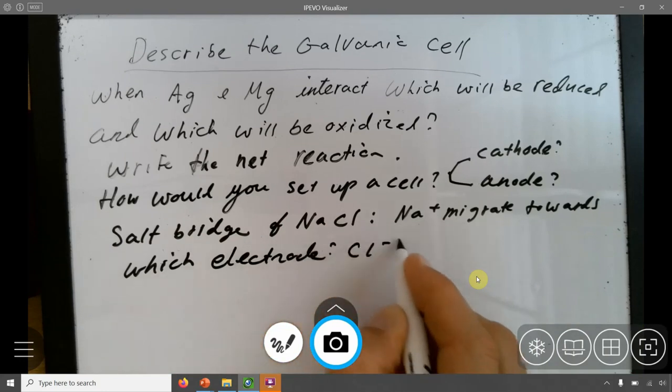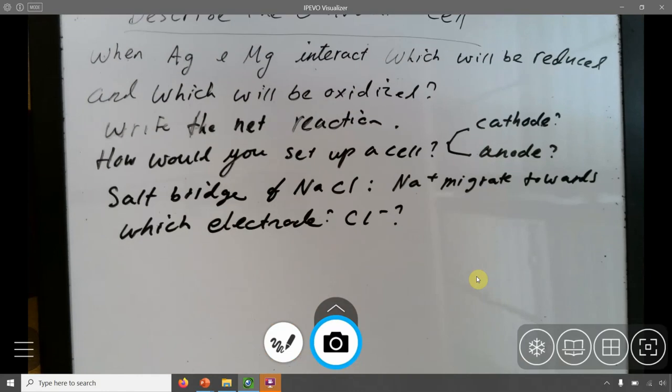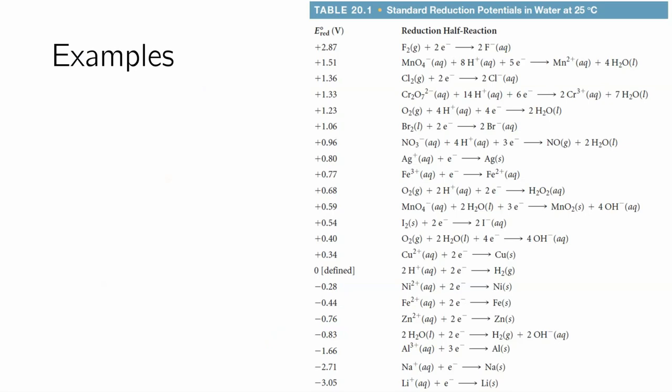And same thing with Cl minus. Okay, so basically the whole gamut. I want to know everything about this. Okay, so first of all, I have silver and magnesium. So I'll go consult this table, silver and magnesium.